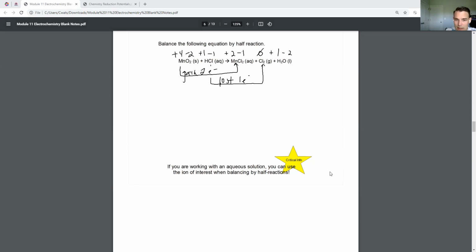ion of interest when balancing the half reaction. So for example, hydrochloric acid is an aqueous solution, so I only care about the chloride ion. So technically the chloride ion is the thing that lost an electron to become Cl2.